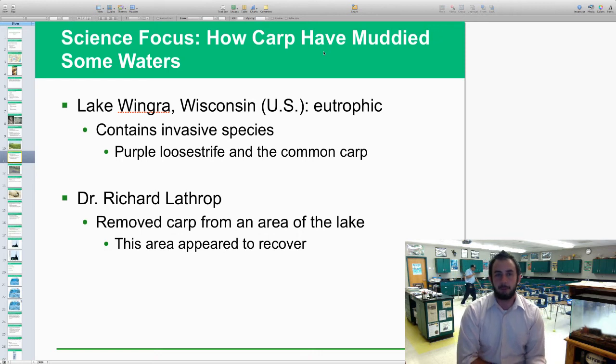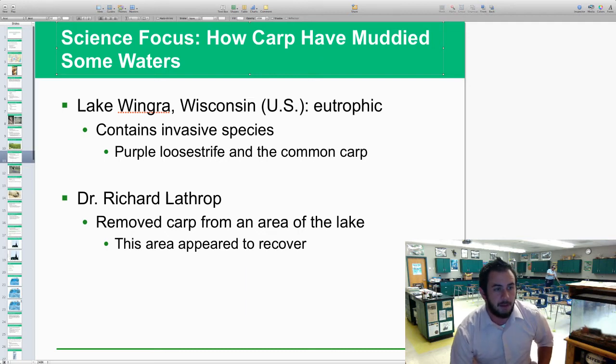Richard Lathrop was a research biologist who basically said, let's take a look and see if we remove those invasive species, if the ecosystem can rebound or repair itself. And if you look at the picture on the next slide here, it definitely works.